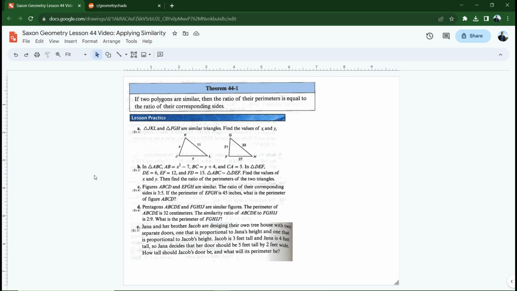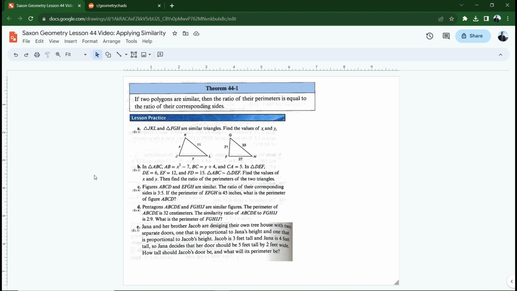Hey, geometry students. In this lesson, we are going to be talking about how we can apply the concept of similarity to similar polygons. In a future lesson, we're going to learn some theorems or postulates related to which kinds of polygons are similar. Just like we have our triangle congruence theorems, we're going to develop some triangle similarity theorems and postulates. But that's not this lesson.